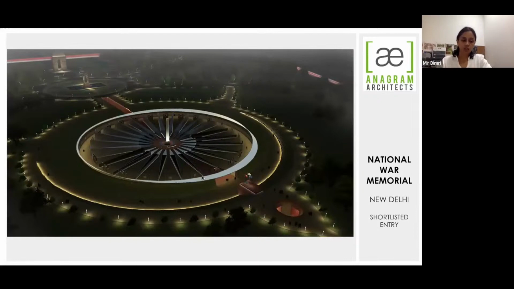The next project is not a finished project. This is our competition entry that was shortlisted for the War Memorial near India Gate, and the urban design requirement was to have buildings that are not higher than 5 meters anywhere around this area. So the War Memorial entire project had to not be higher than a certain height.